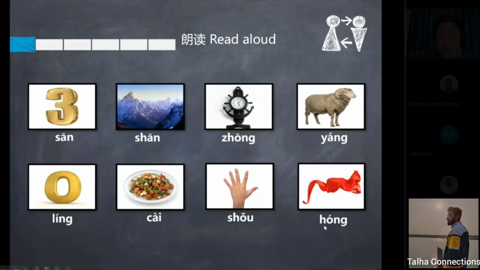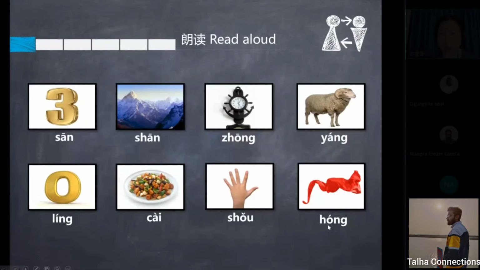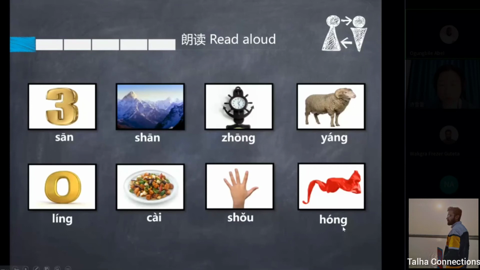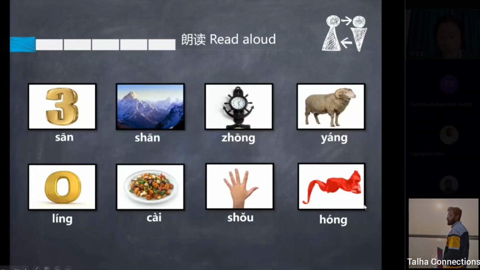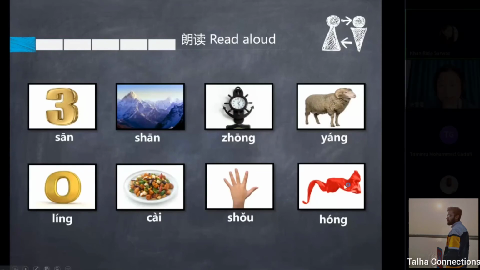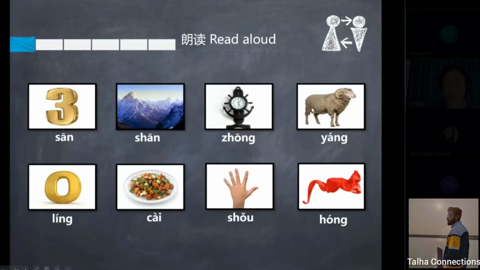The last one. Try reading it. 红. Yes, very good. 红 is the color red. Yeah, the color 红, red.